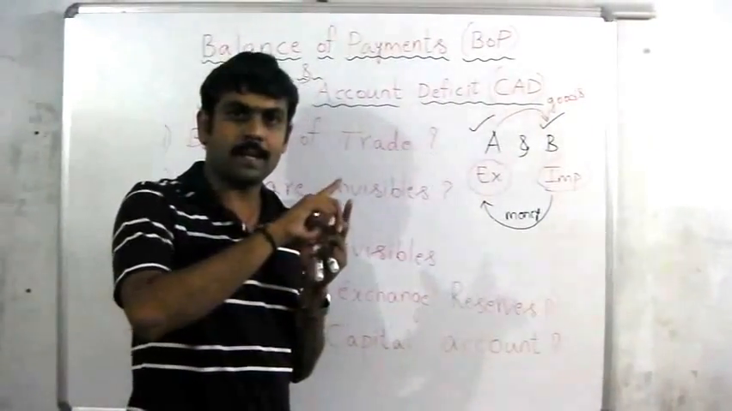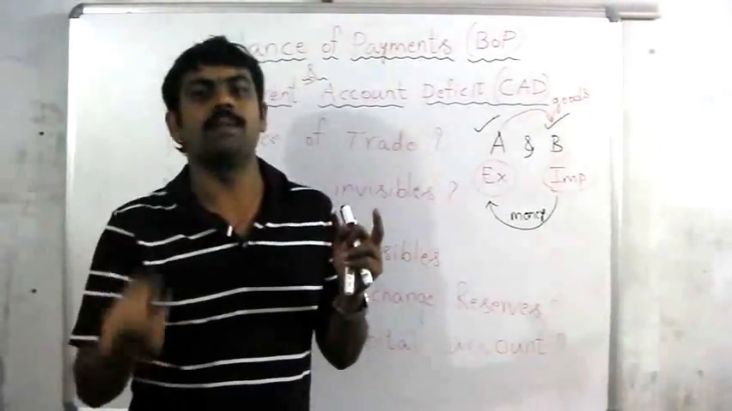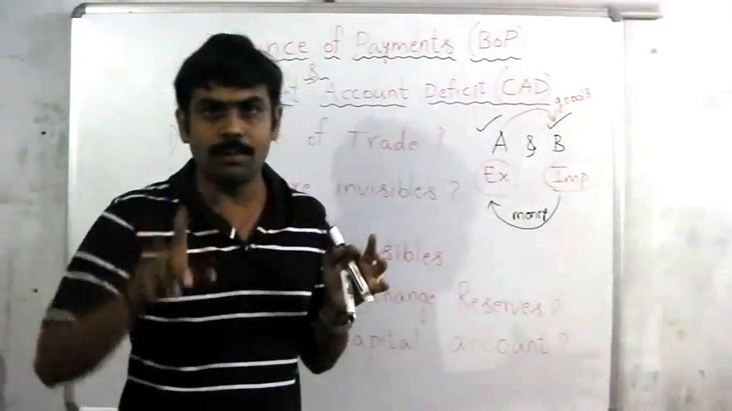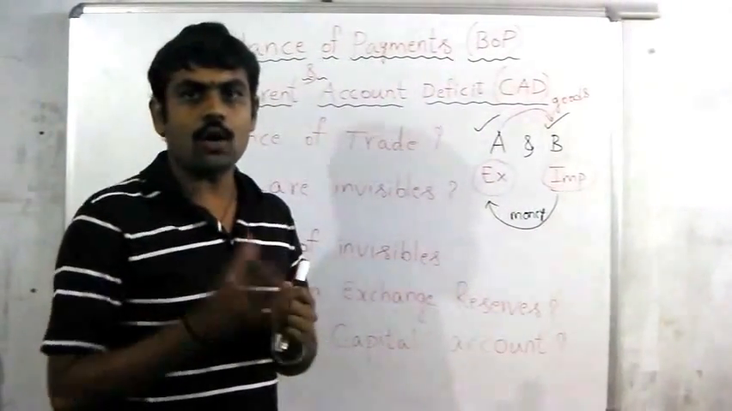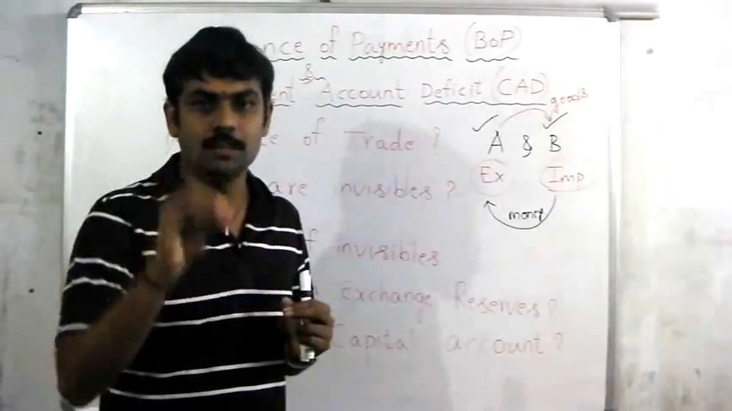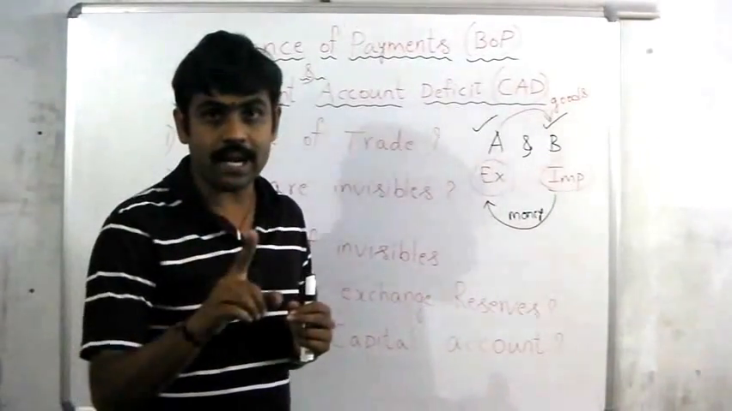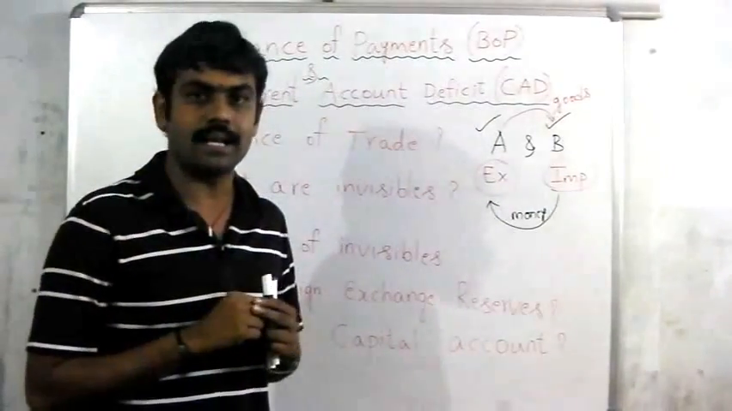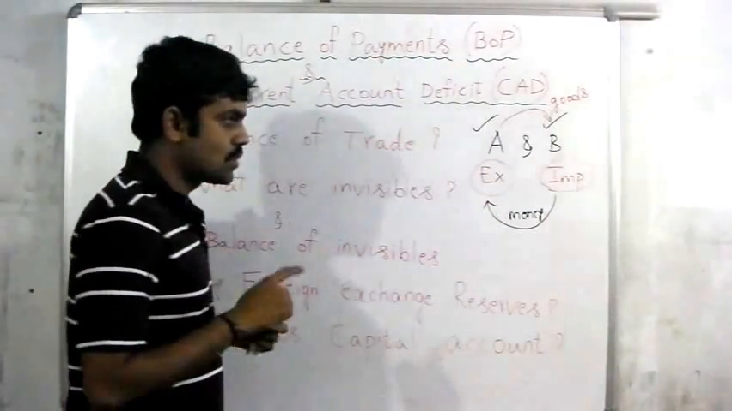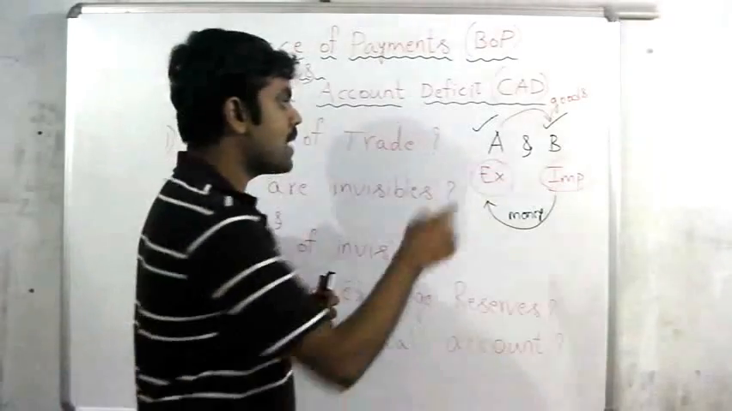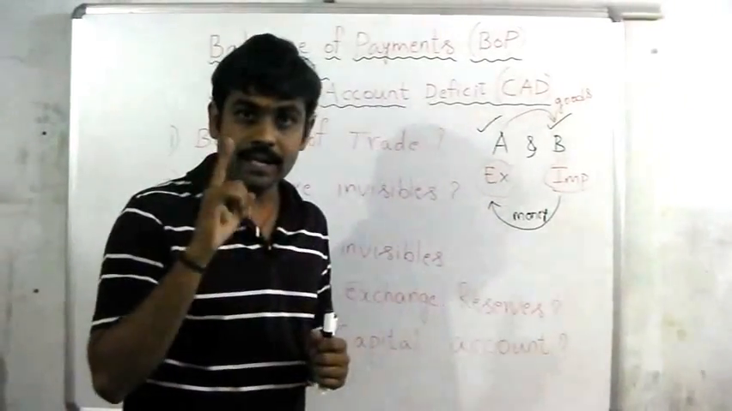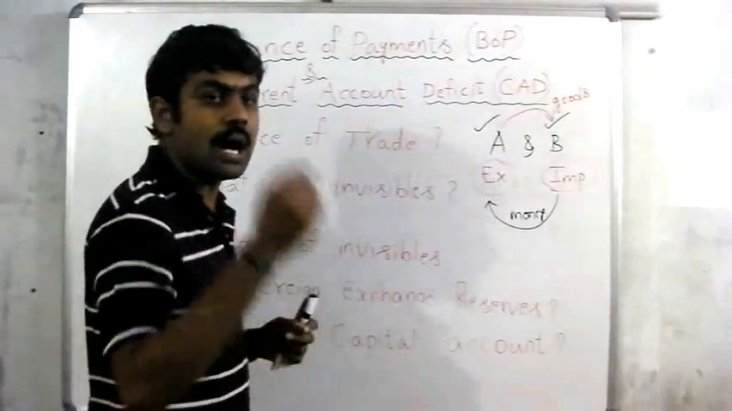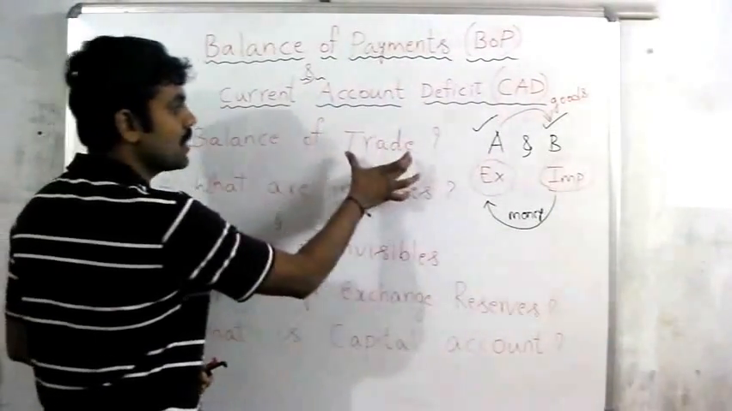Either the export may take place from A to B or B to A, as well as the import may take place from A to B or B to A, whatever it may be. A combination of exports as well as imports is nothing but trade at the national level, that is, the international level, aggregate level. So the trade in the form of exports and imports at the international level will give us a chance to understand what is this balance of trade.